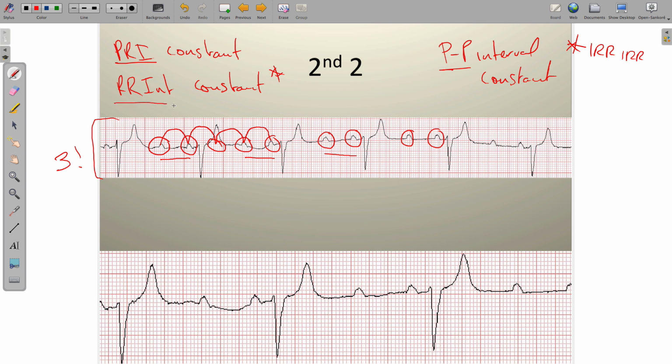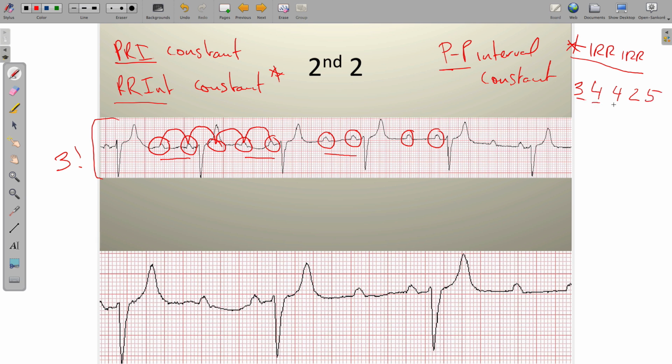We must have a constant R to R interval for the most part, but there's this caveat that sometimes we can have varying numbers of P waves. For example, let's say we had 3 P waves between QRS complexes. Then let's say we had 4. Then let's say we had 2. Then let's say we had 5.